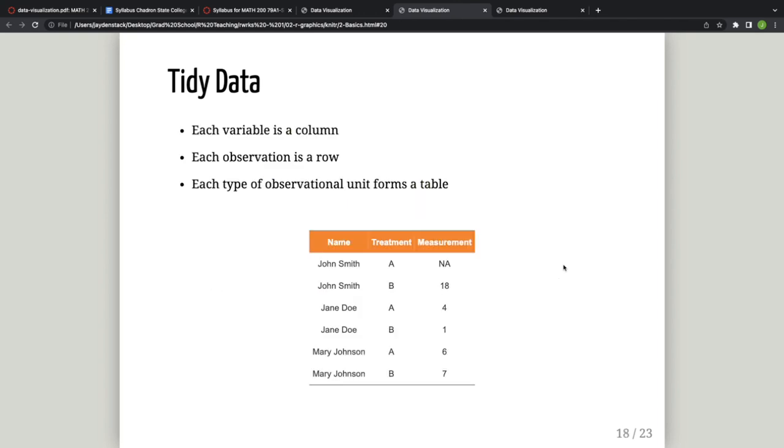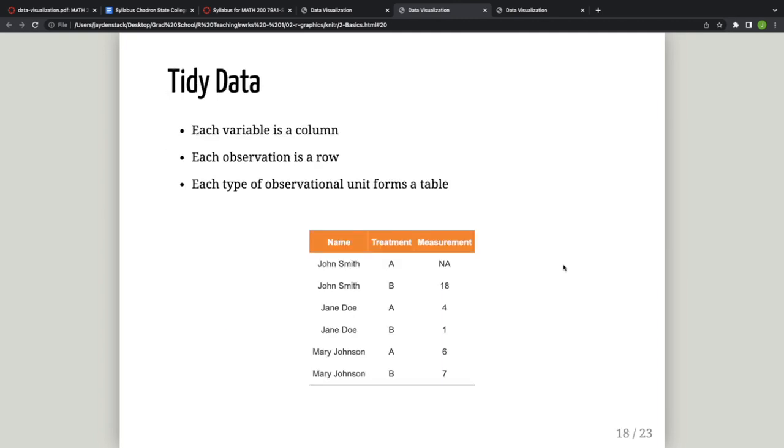Okay. And so you guessed it, option three is the tidiest data that we can get to. This is what we're usually trying to get to once we're actually trying to clean our data. So we want to make sure that each variable is a column, each observation is a row, and each one, and we call those observational units, so each observational unit forms that table.